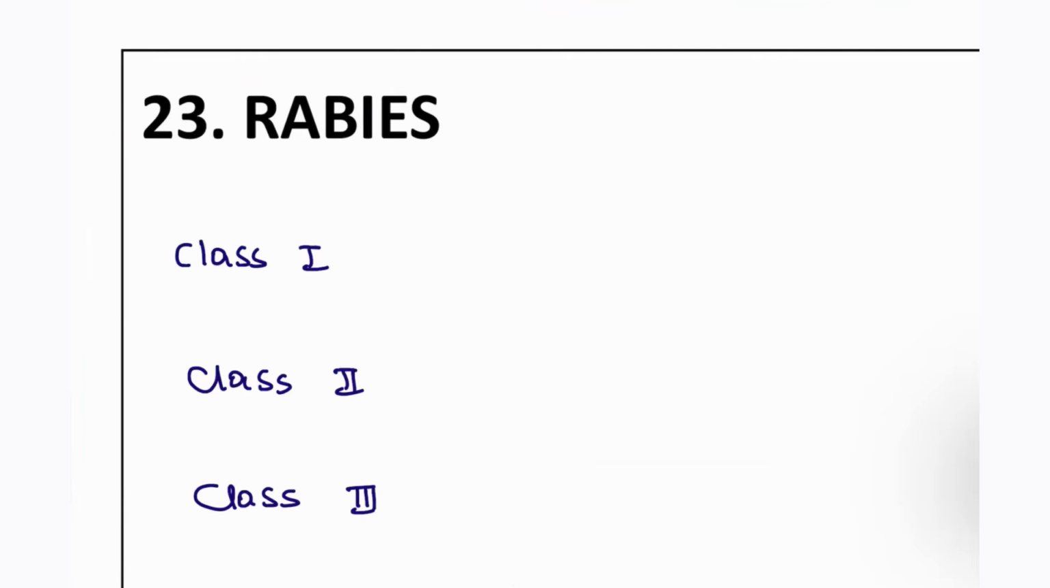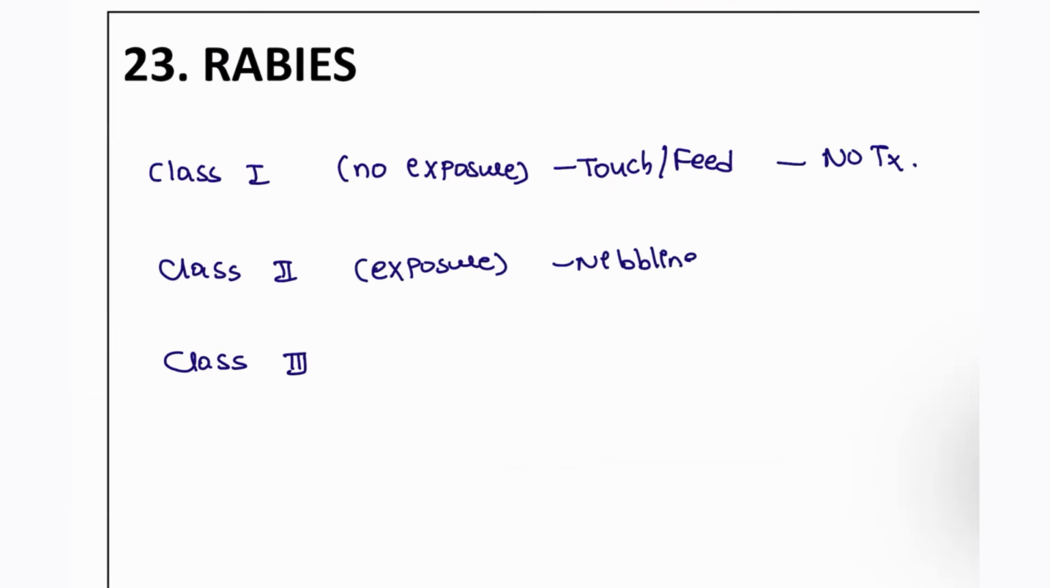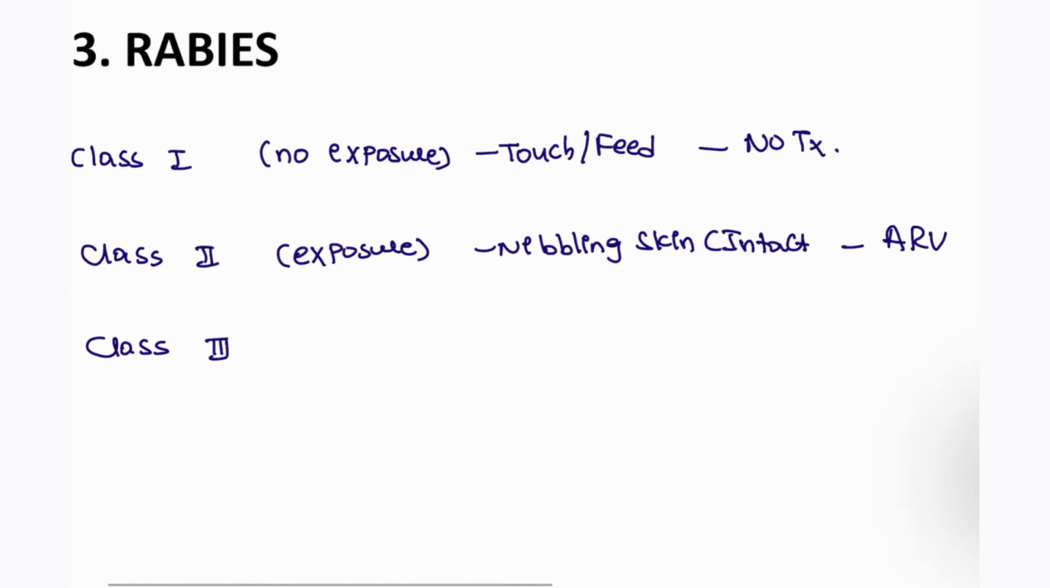Patients with class 1 have no exposure at all. They just touch or feed the animals with their hands. For these patients, no treatment is needed, unless there is a wound, in which case you just clean it and apply an antiseptic. That's it. Next, patients with class 2 have exposure due to nibbling of intact skin. For these patients, the anti-rabies vaccine should be given.